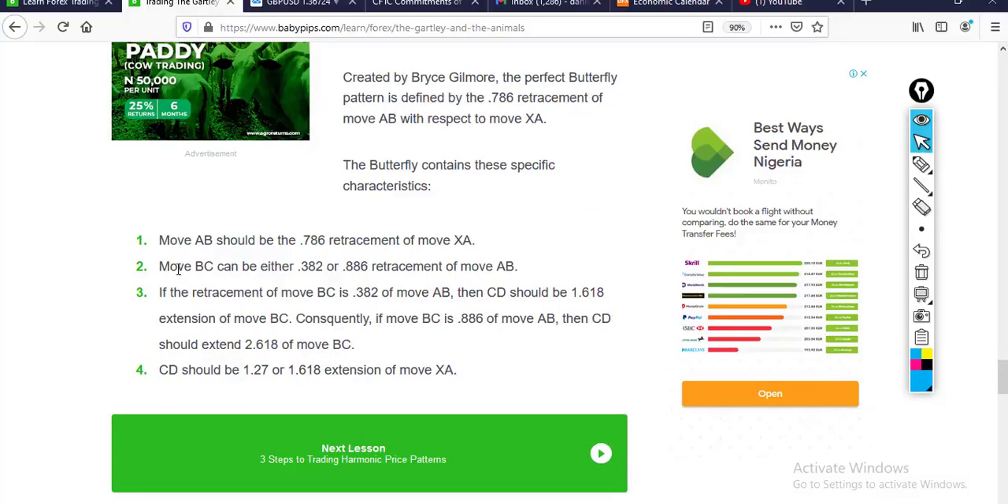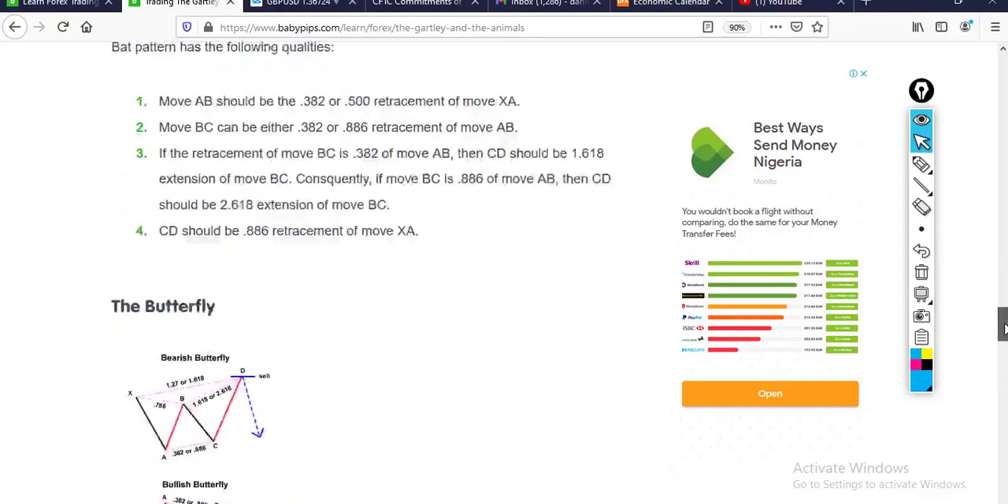Then 2, move BC can be either 0.382 or 0.886 retracement of move AB. If the retracement of move BC is 0.382 of move AB, then CD should be 1.618 extension of move BC. Consequently, if move BC is 0.886 of move AB, then CD should extend 2.618 of move BC. CD should be 1.27 or 1.618 extension of move XA. All these figures, the characteristics, are very, very important.